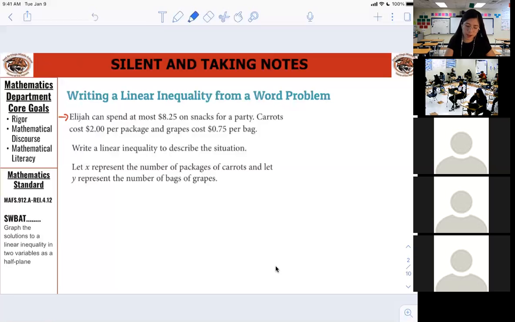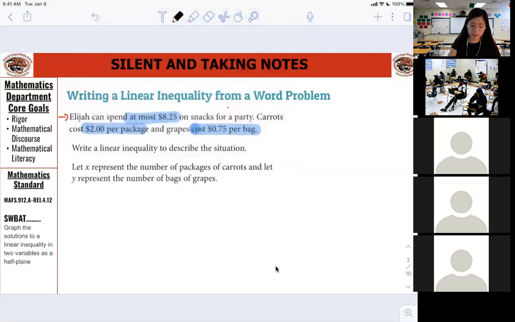Awesome. So I'm going to highlight a few things. At most, $8.25. Carrots are $2 per package. Grapes are 75 cents per package. And they're telling us which variables to use, so we're going to write that down as well.